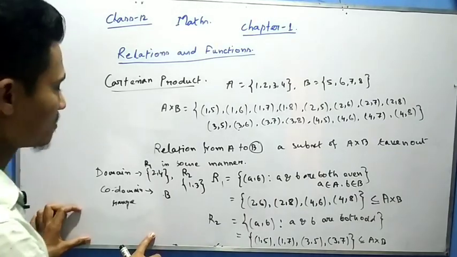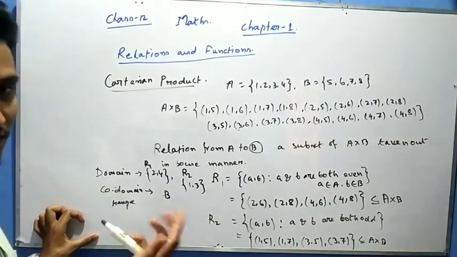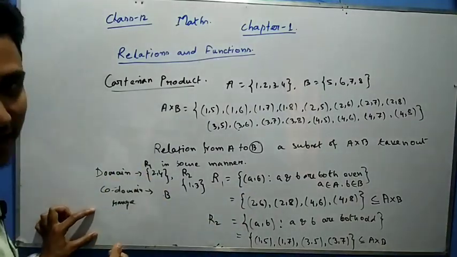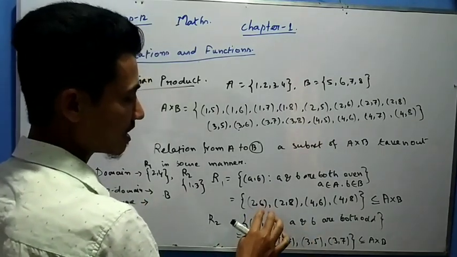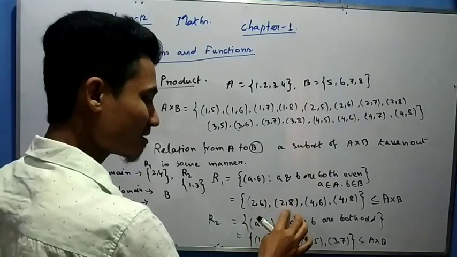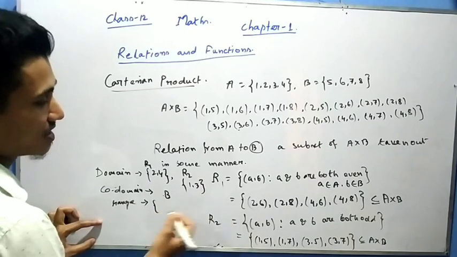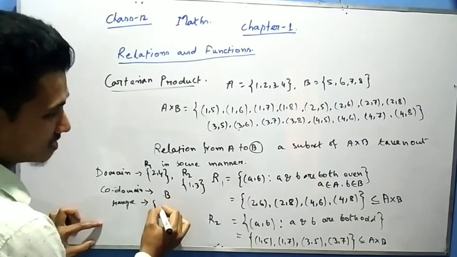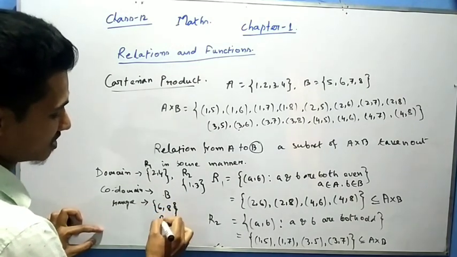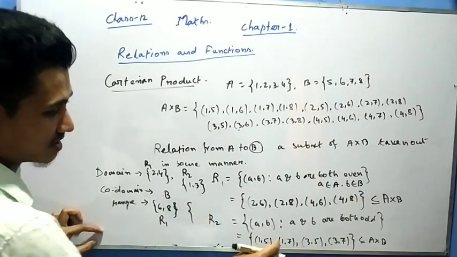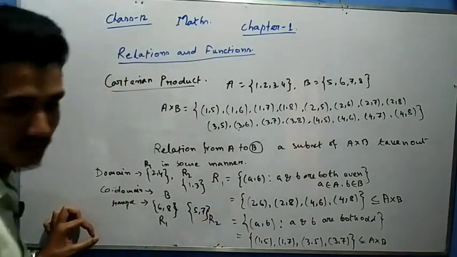Sometimes we define a relation from A to A, the set itself. In that position the codomain will be A. We'll see that. Then the range of a relation. Range of a relation means the set of second elements of the ordered pairs in the relation. What are the second elements? In the first relation R1, it is 6 and 8. And in the second relation, the second elements are 5 and 7.